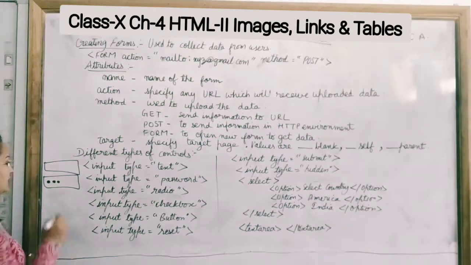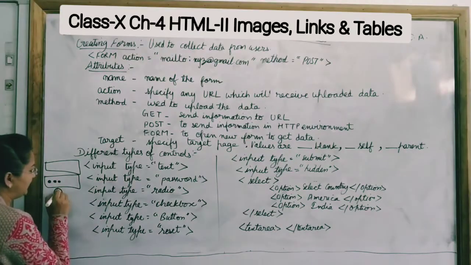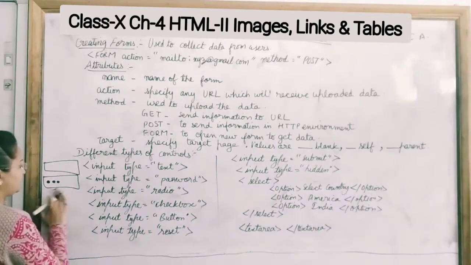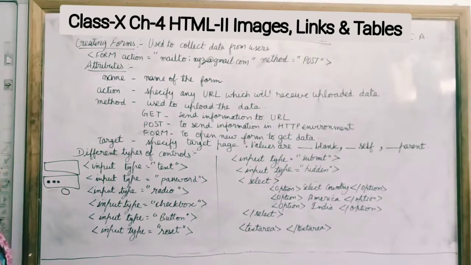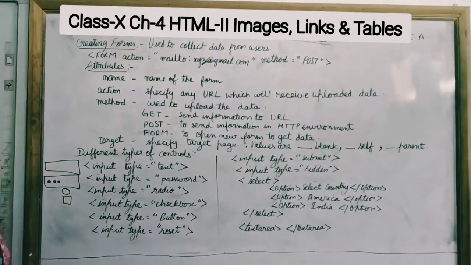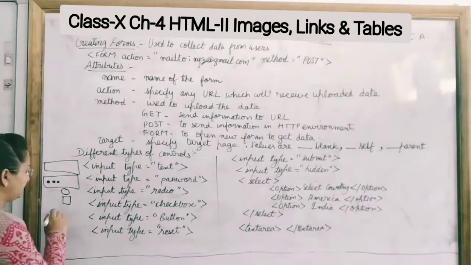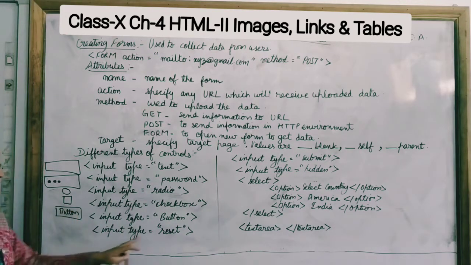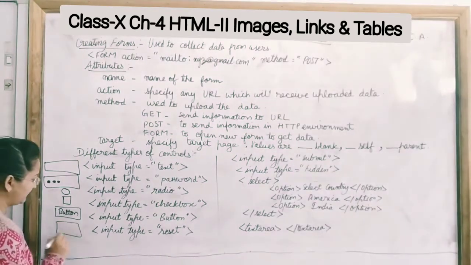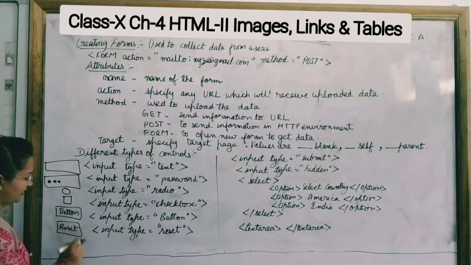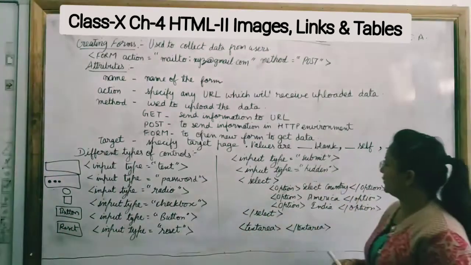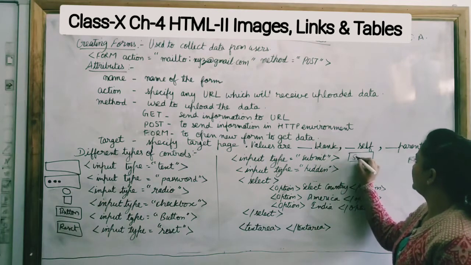Then input type radio. Radio buttons will be displayed. If we write checked here, then it will be checked. Otherwise, it will be simply a radio button like this. Input type checkbox means a checkbox will be inserted in your form. Input type button means a button will be inserted. And reset, a reset button will be inserted. Here you have to mention the name also. Then input type submit, a submit button will be there.